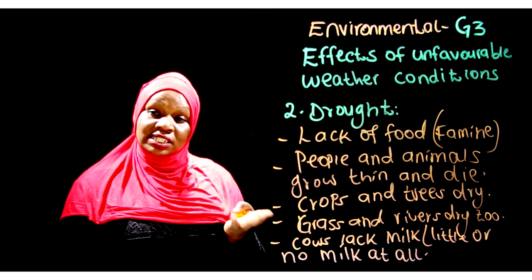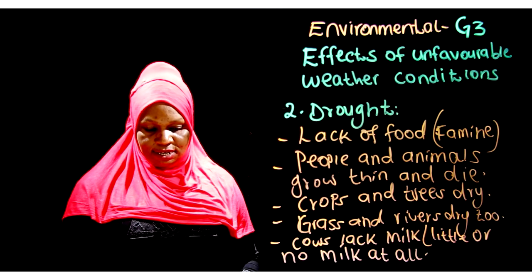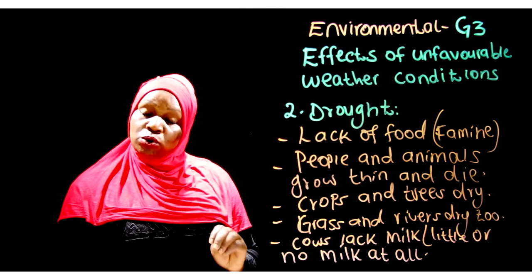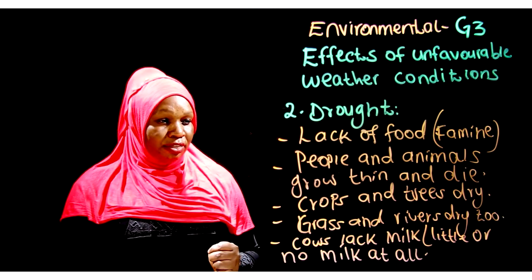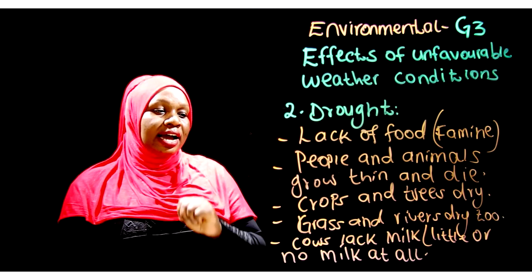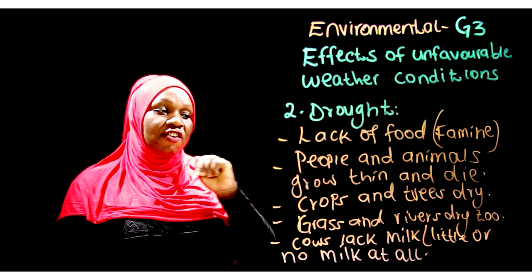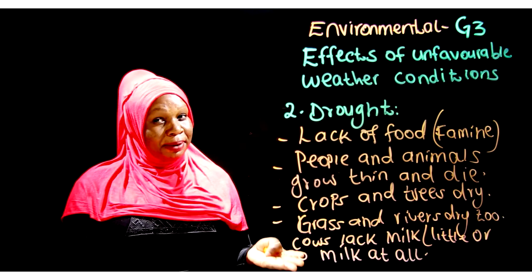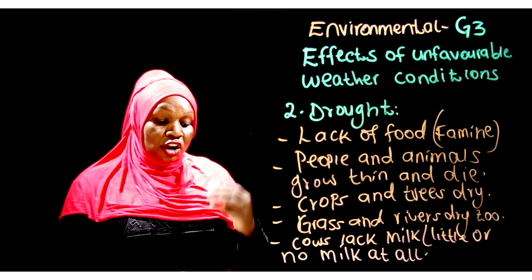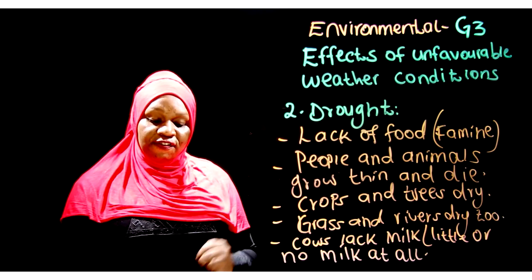Some of the animals died. Oloibon's family suffered a lot. There was no food and water for the family. You can imagine, the place is really dry. The animals are dying. They're getting thin. They're not getting enough milk and meat where they depend on. And what happens? They end up getting no food. So there was no food and water for the family.